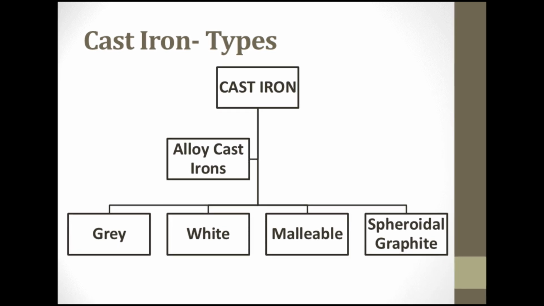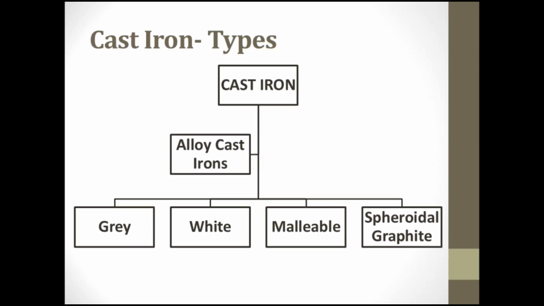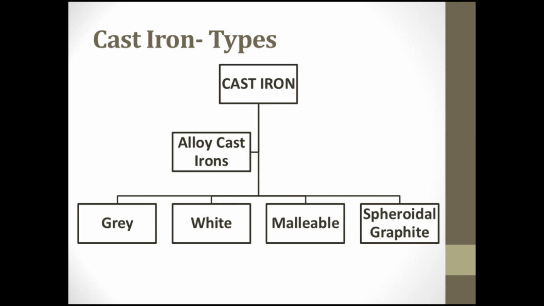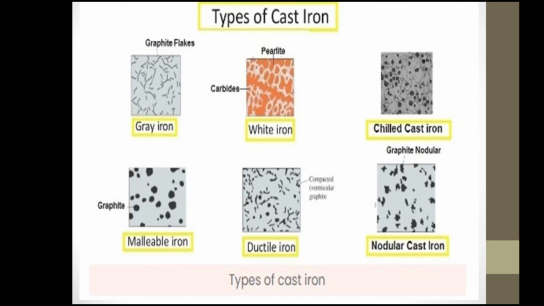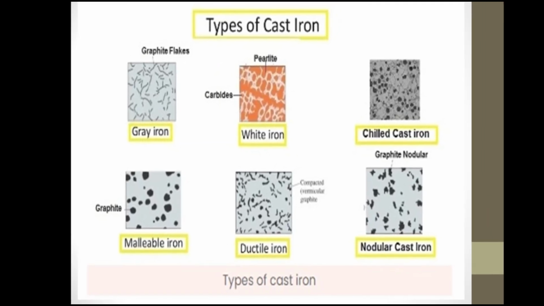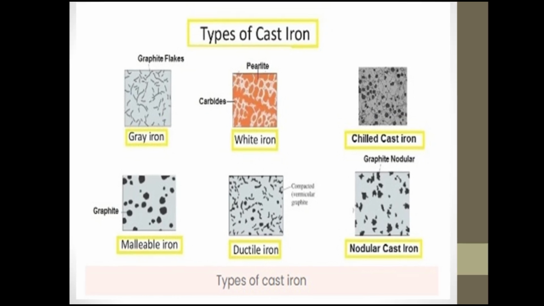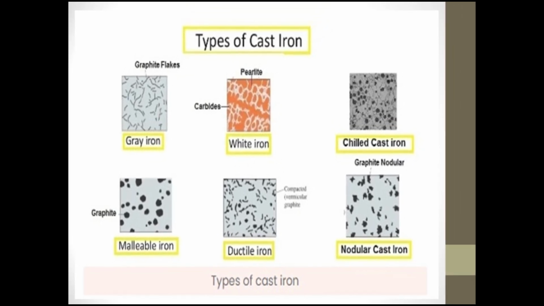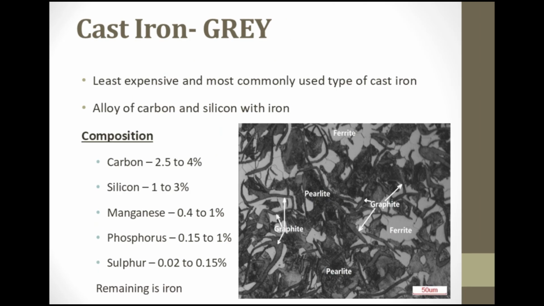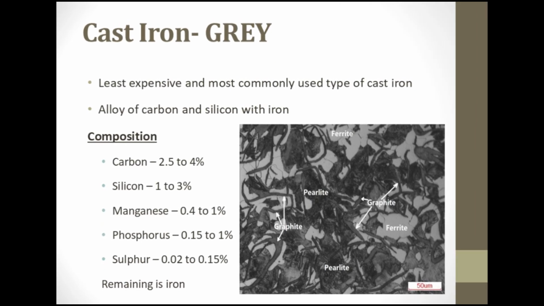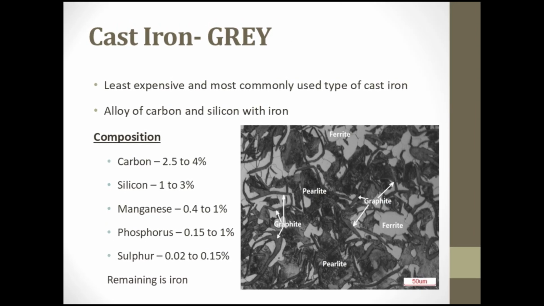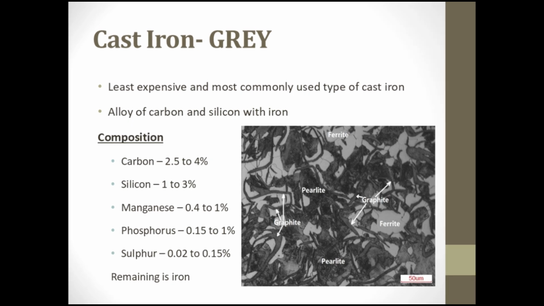Cast iron types: cast iron, grey cast iron, white cast iron, malleable, spheroidal graphite. Types of cast iron. This page shows the pictures of the types of cast iron. Grey cast iron is the least expensive and most commonly used type of cast iron.